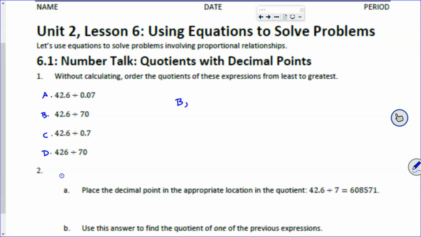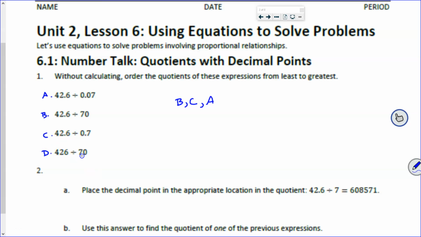Danielle. C is going to be next. Because C, that number got a little bit smaller, that divisor got a little bit smaller, which means our quotient is going to get a little bit bigger. And A, that leaves us here, it's the smallest divisor, which means it's going to be the biggest quotient, right?